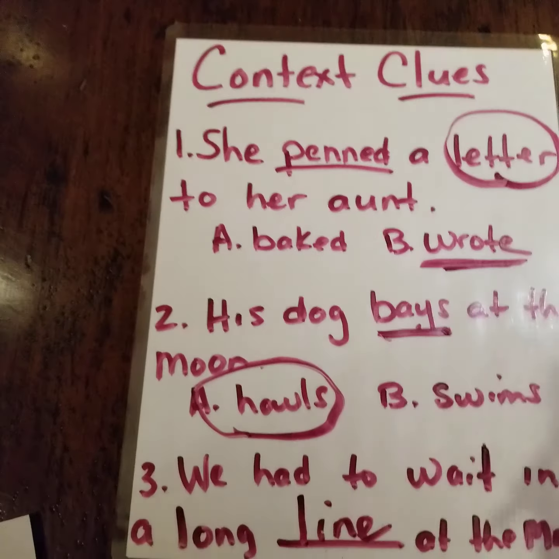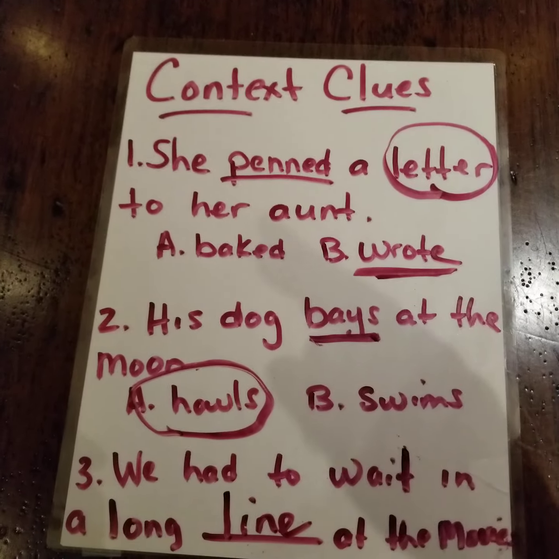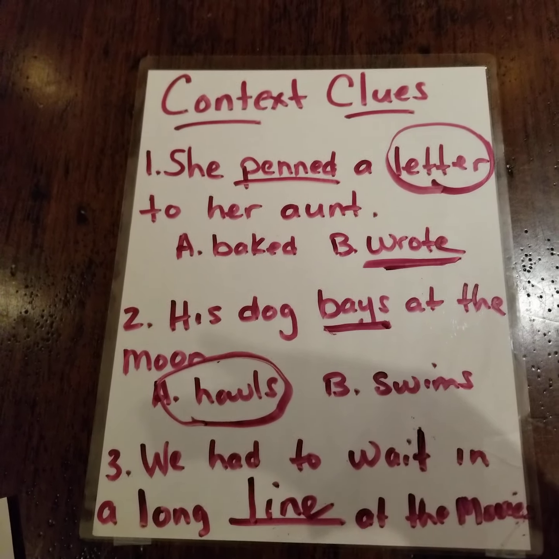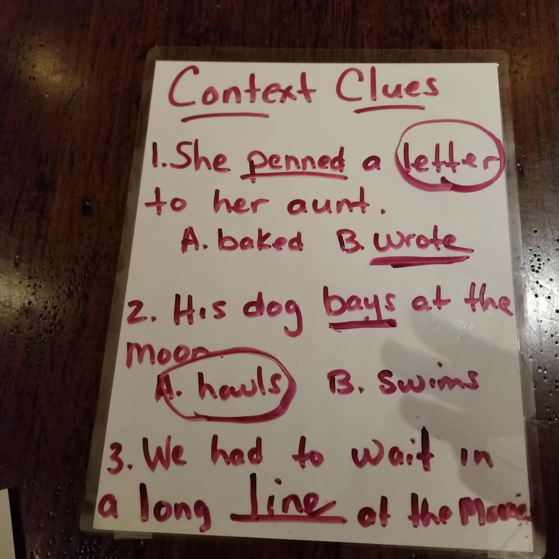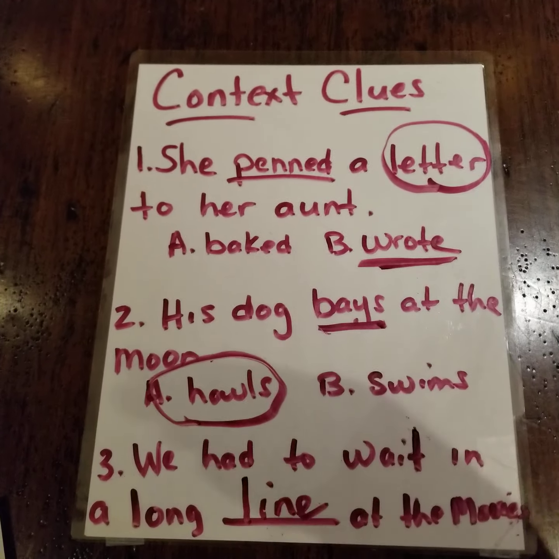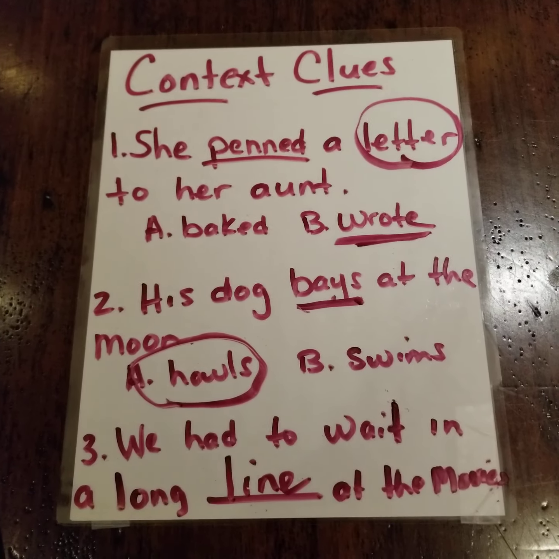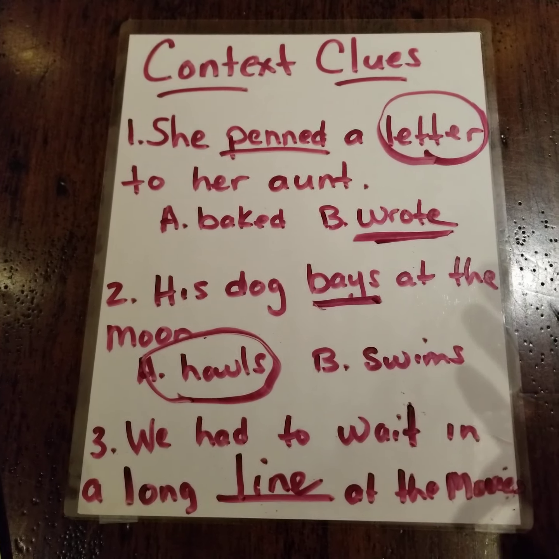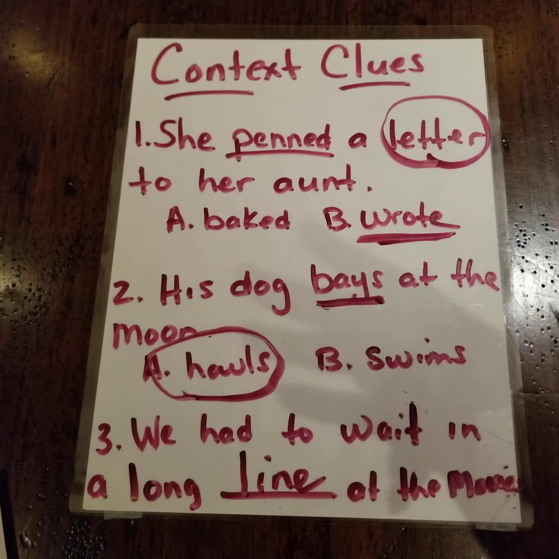You used context clues. Context clues are other words in the sentence. It might even be a picture that helps you to realize what a word might mean. So context clues are, again, used to help you figure out what a word might mean in a sentence if you really don't know what it means. It helps you to understand a sentence.